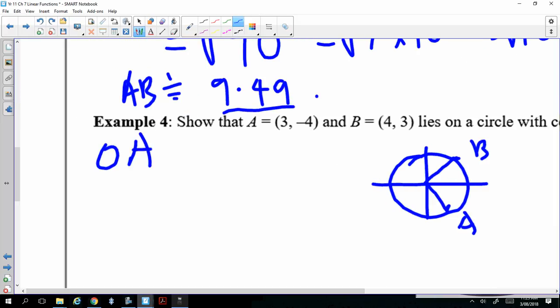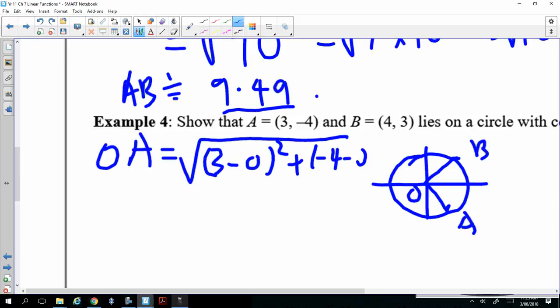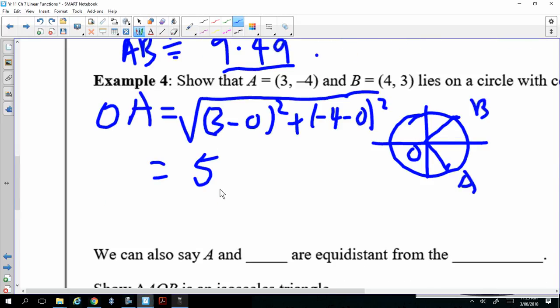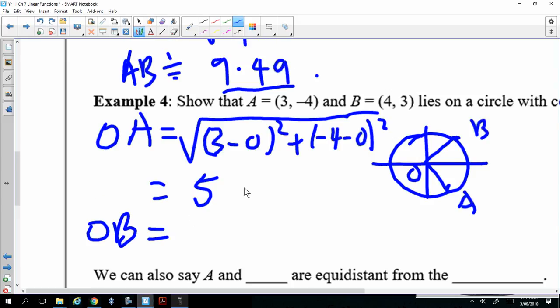OA is the distance, so you go square root of (3 minus 0) squared plus (-4 minus 0) squared, and you should get the answer 5. Right? Let's find OB as well. So B is 4, 3. A is 3, -4. Right? So to show it lies on a circle is to show it's the same distance from the center, right? Because a circle is a set of points at equal distance from the center. Any point you choose on a circle is the same distance from the center. That's what circle means. Okay, so let's find OB.